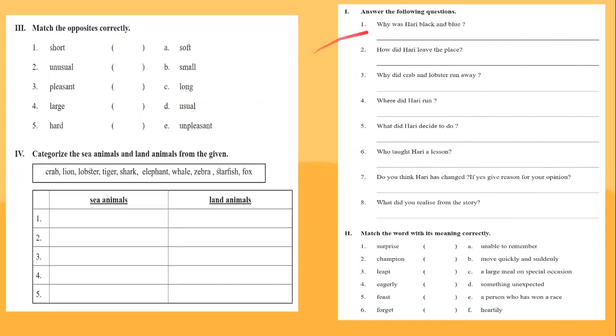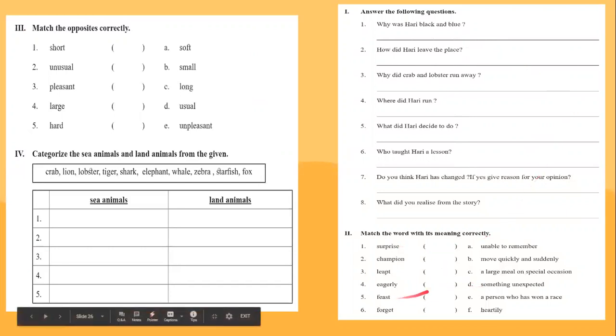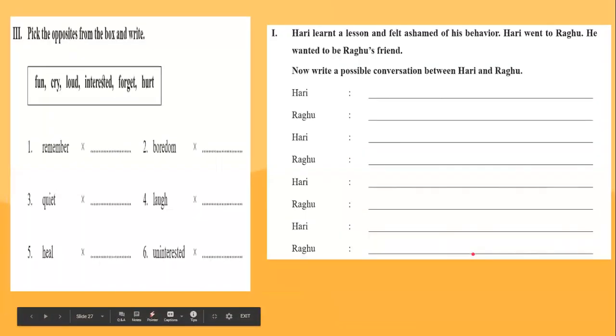And these are some other questions related to the lesson, okay? Why was Hari black and blue? Why? Because the crab and lobster were pricking him. Just answer all these questions. And always remember, in English, you are going to answer in sentences, not in words. You have to frame a complete sentence. Match the words. These are match the following. Okay, surprise. What is the meaning of surprise? Forget. Just match them. Okay. And you have the opposites.